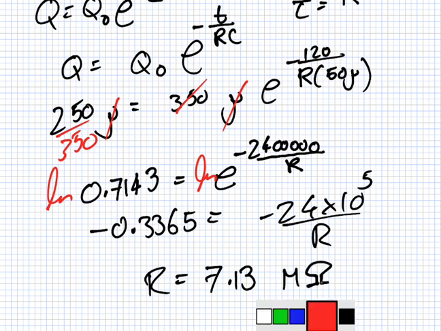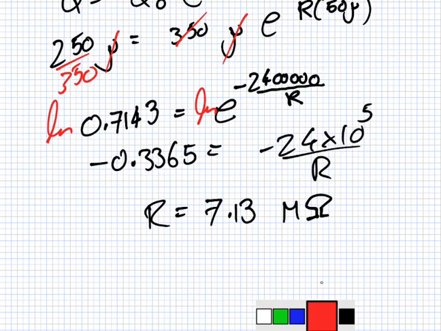What's the answer? You can't get it because you divide by power 5. Huh? You probably forgot to put the brackets when you were dividing. I have R is 24 times 10 to the 5 over 0.3365. So, do you mind telling me the answer? Exactly? Great.